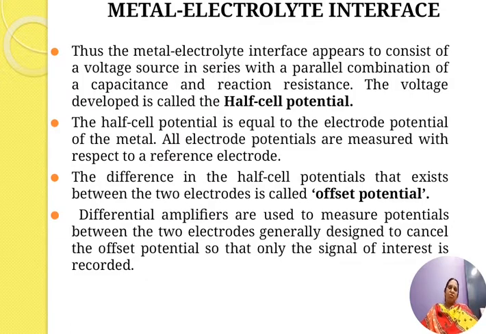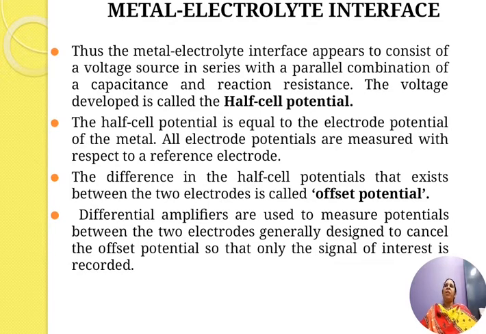Thus, the metal electrolyte interface appears to consist of a voltage source in series with a parallel combination of a capacitance and reaction resistance. So the voltage developed is called the half cell voltage or potential. The potential developed across the metal electrolyte interface appears as a half cell potential. The half cell potential is equal to the electrode potential of the metal.